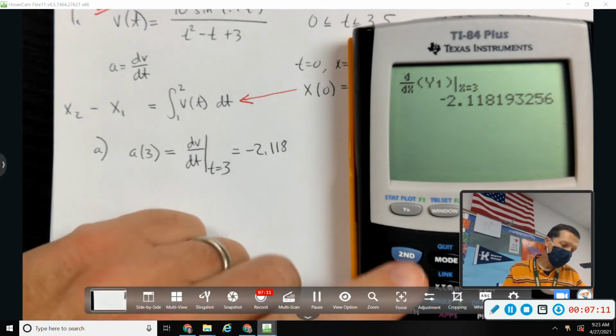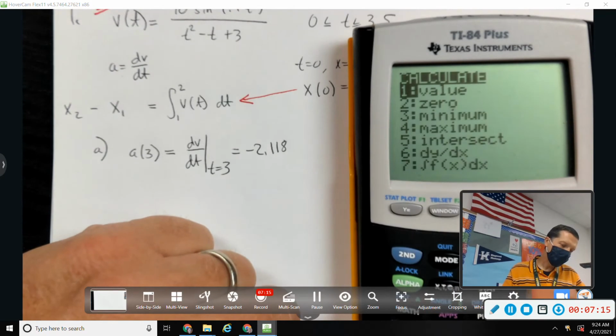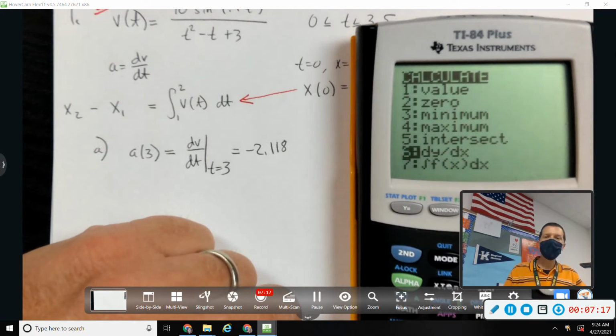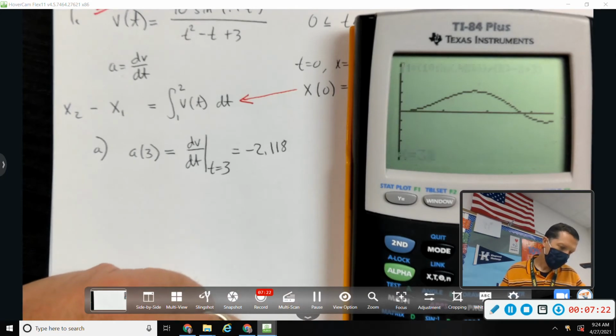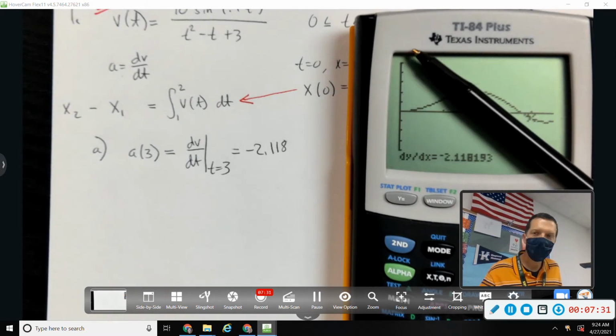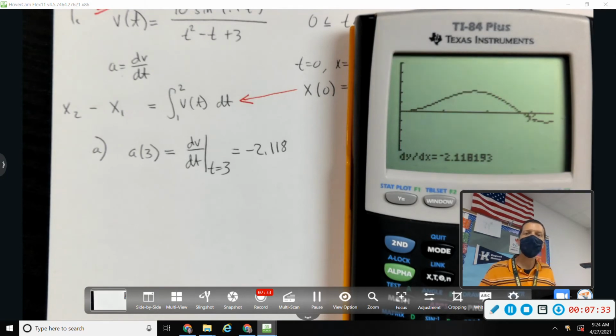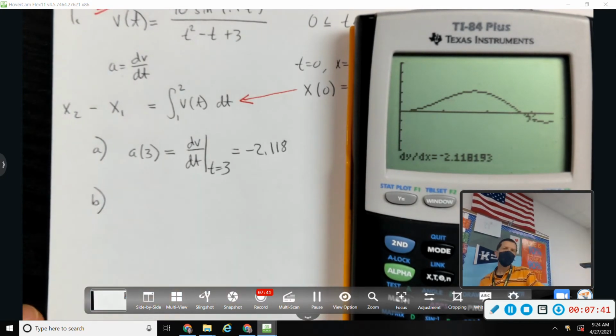By the way, the other way to get the derivative is on the graph itself. Second calc, dy/dx. And then you could type in 3. And obviously it's the same thing. But it also locates it on the graph. Maybe helps you visually see that, yeah, the slope is negative right there. Our tangent line would be pointing down if we had one. So at least two ways to get the derivative from the calculator.